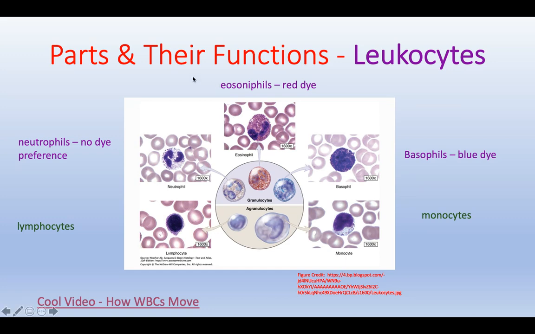They are so named because of the dyes that they have an affinity for. The neutrophils do not have a dye preference. The eosinophils have an affinity for red dye, and the basophils have an affinity for blue dye.